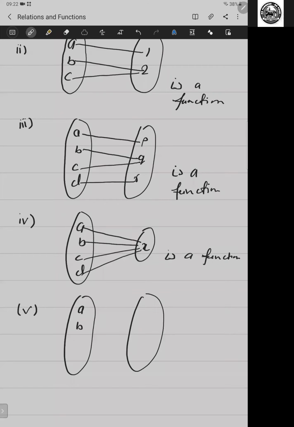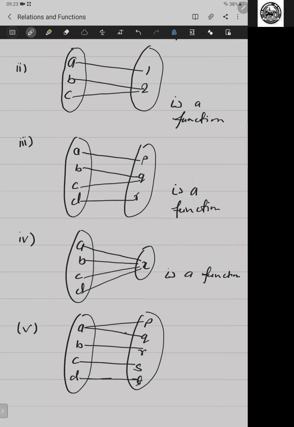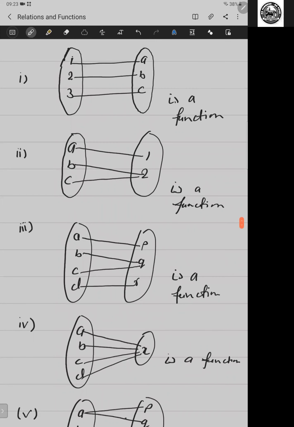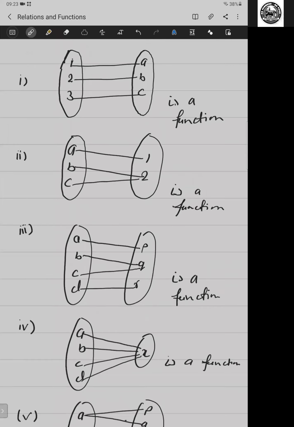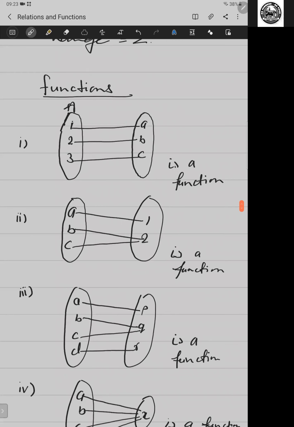A, B, C, D, P, Q, R, S, T. See, A is like this, and so the first set is known as the pre-image set and the second set is known as the image set. It is said as from A to B. The relation is A to B. In each case, it is A to B.